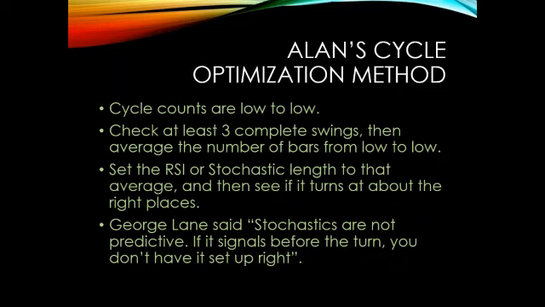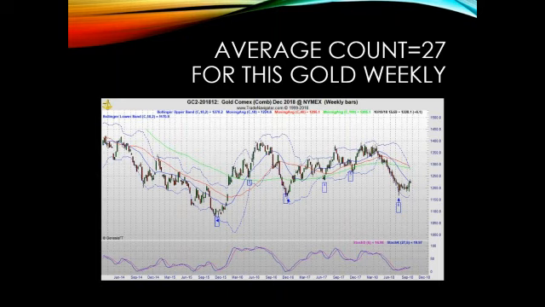George Lane, who popularized stochastics, said that stochastics are not predictive. If it signals before the turn, you don't have it set up right. Because remember, we're trying to measure overbought and oversold sentiment. We want to know when everybody's in the pool. All right, here's an example.